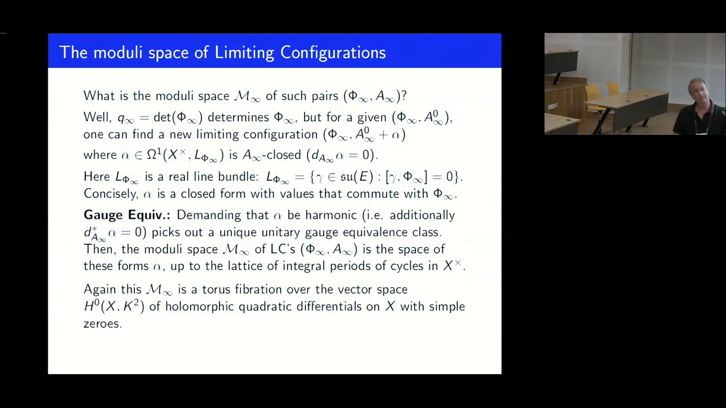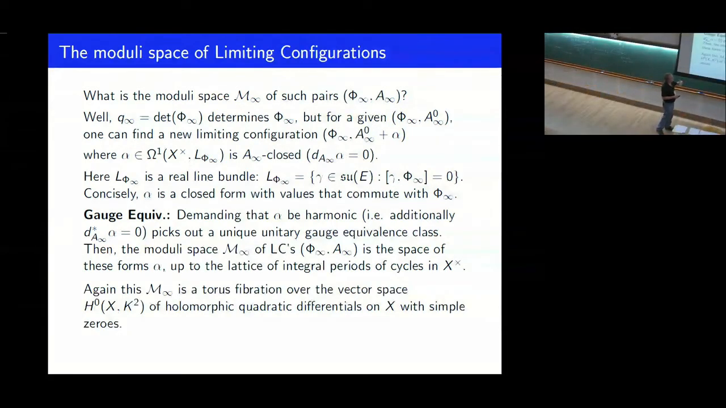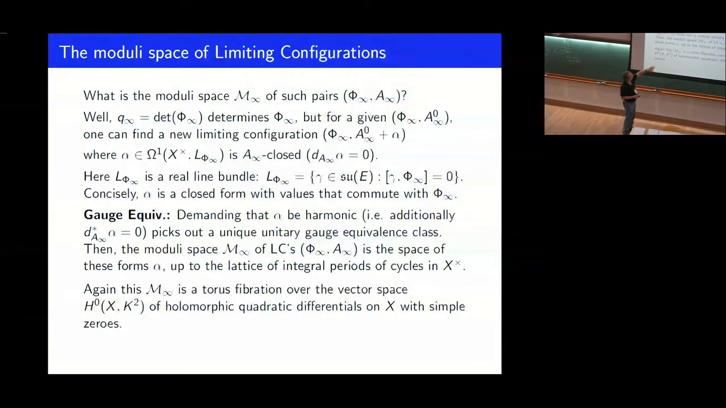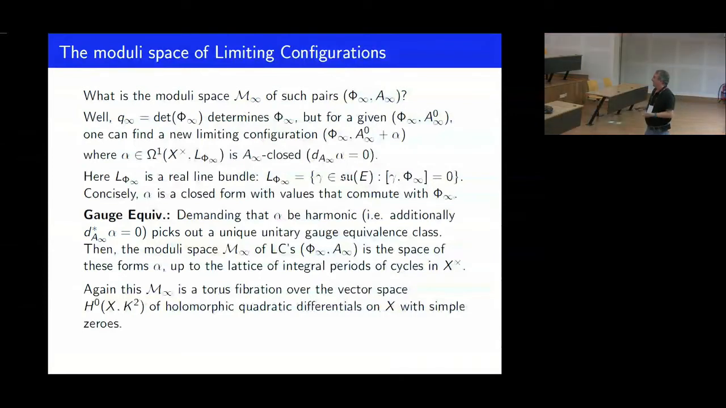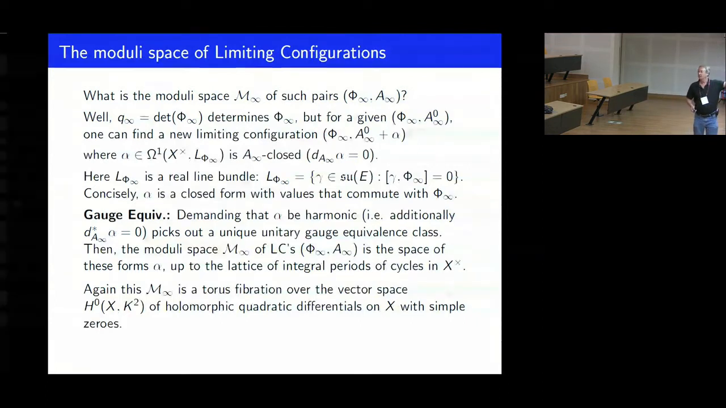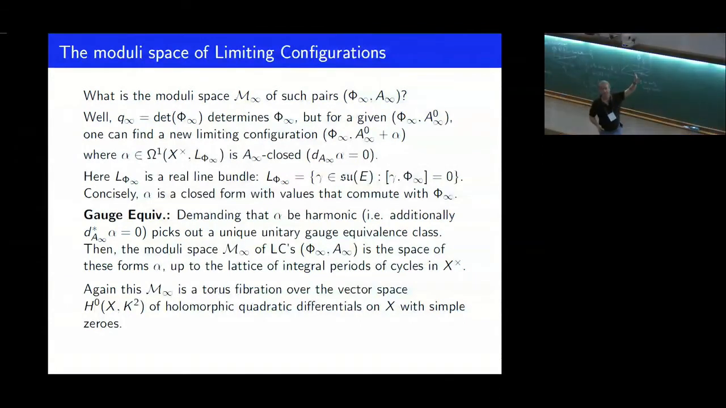Again, the moduli space of these limiting configurations is some torus fibration over the vector space of unit holomorphic quadratic differentials with simple zeros. I need to projectivize the quadratic differentials. And that's the end of this part, all in terms of these analytic objects.